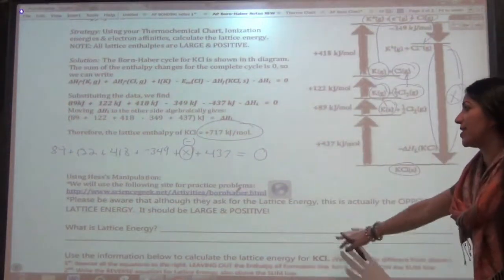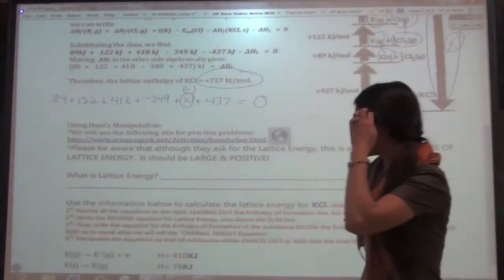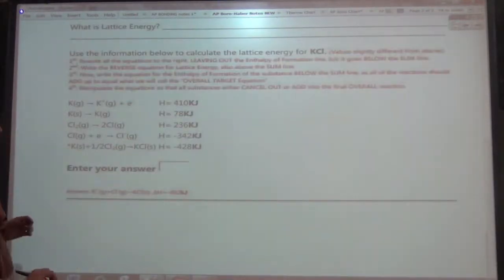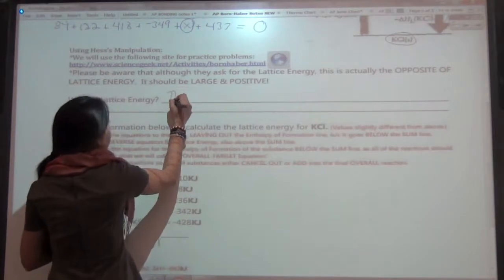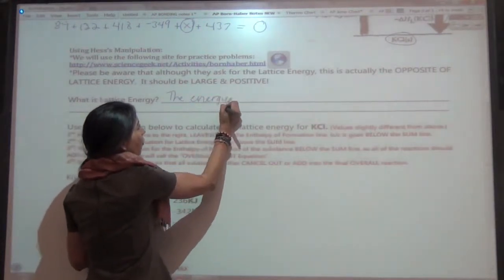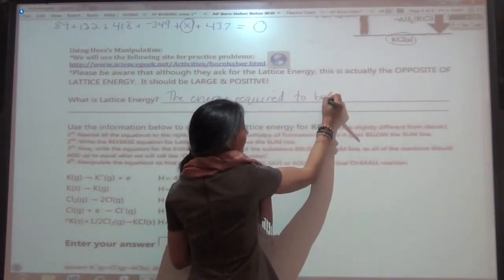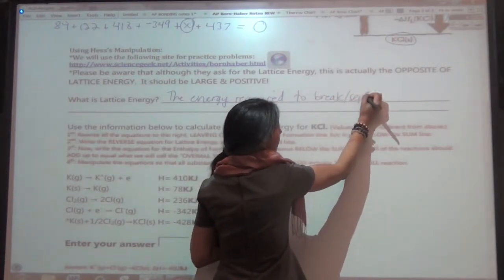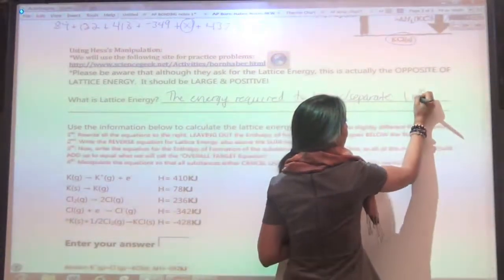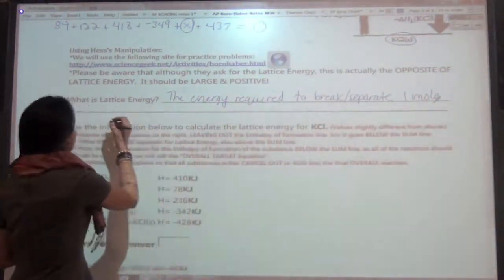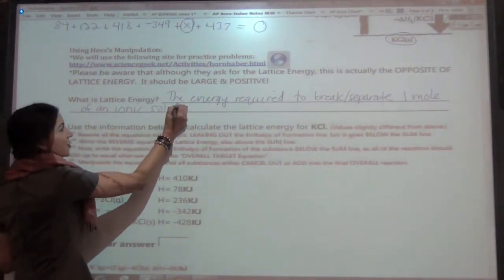So let's go over the definition for lattice energy one more time. Okay, so let's write this down. What is lattice energy? What do we say? We started off by saying it is the energy what? Required. Awesome. The energy required to do what? To break or separate. Very good. Break or separate 1 mole. I like it. 1 mole of what? Of an ionic solid. Good. An ionic solid into what?